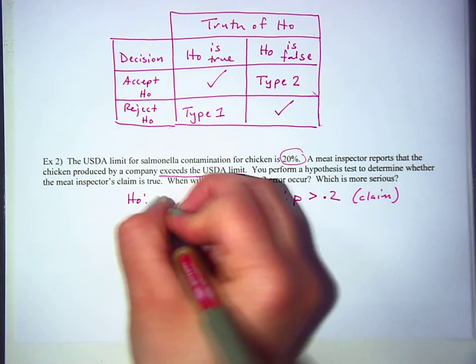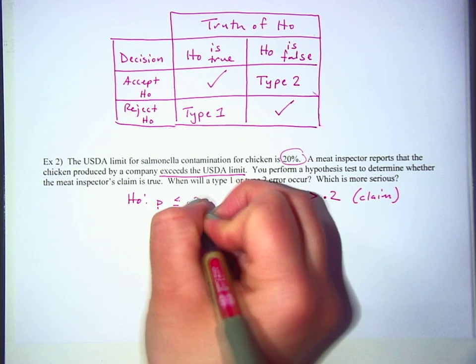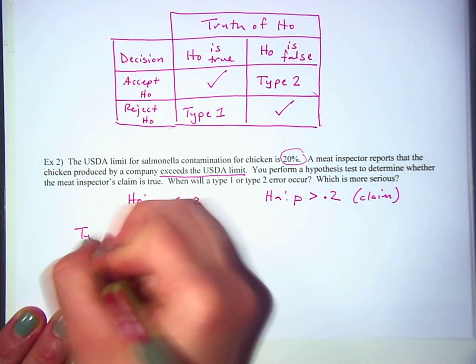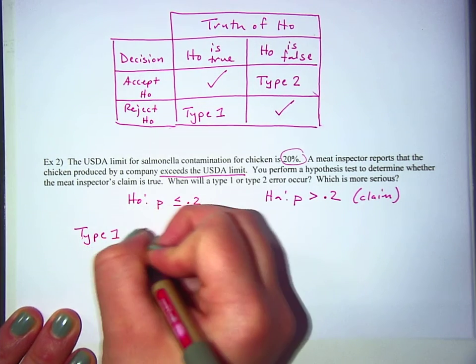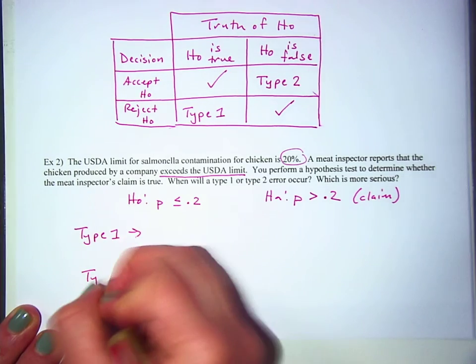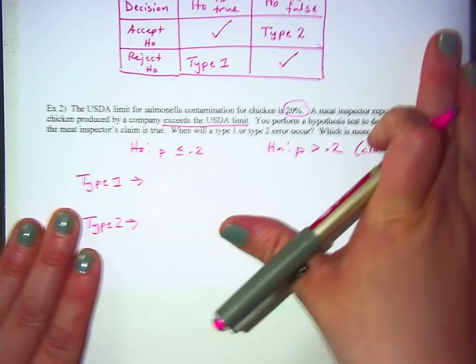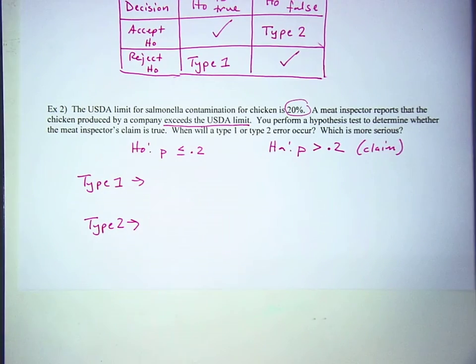And then over here we have that P is less than or equal to 20%, because that's the opposite. Okay, so type 1 and type 2 error. This is going to be the hardest part of the assignment, by the way, understanding what's a type 1 and what's a type 2 error, but that will be on the stats test for AP.